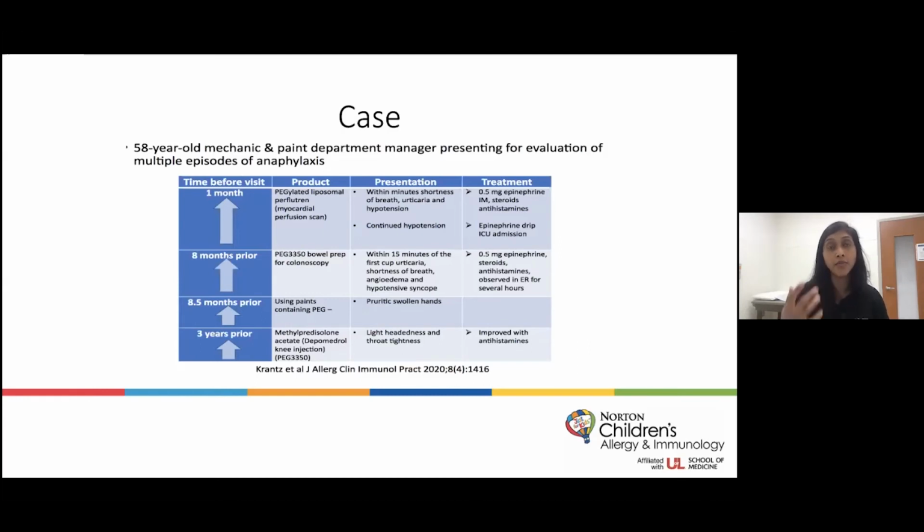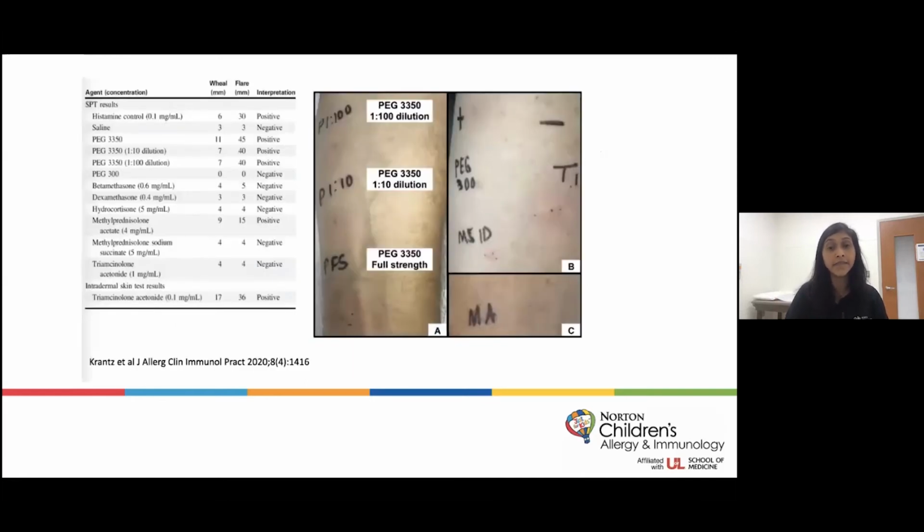So as you get more and more exposed, they tend to get worse reactions. And this is what we do for PEG testing. This is what we did for him. For kids, I usually just do the different concentrations of PEG because it's only a prick. I tend to avoid doing intradermals unless I absolutely have to in kids. And if they reacted to some kind of steroid or injectable, I would test them to that as well to kind of prove that it's the PEG within the injectable that's causing the allergic reaction.